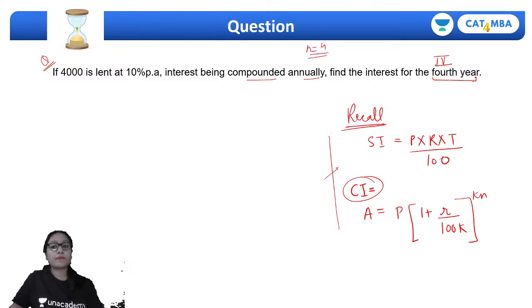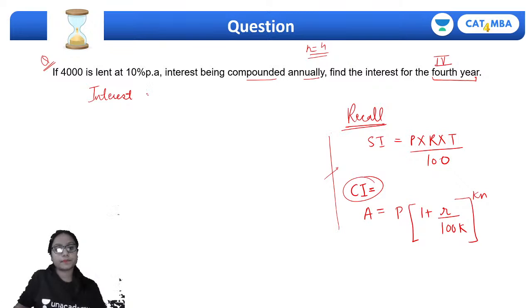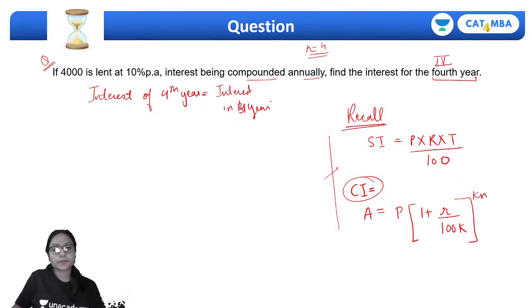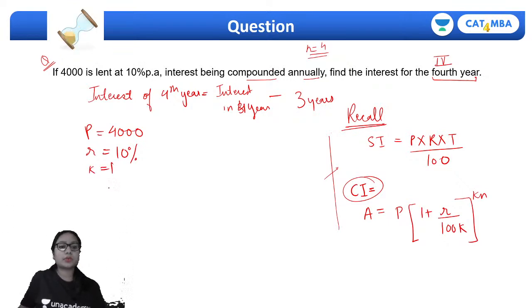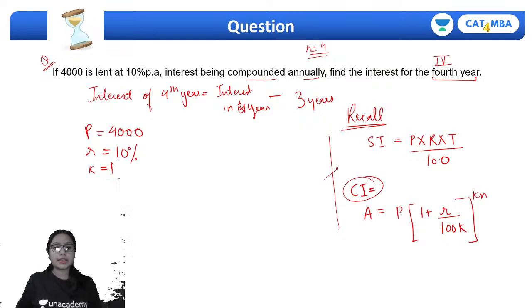I have to find the interest of the fourth year, which means the interest of the fourth year would be equal to the interest in 4 years minus the interest in 3 years. This is what we need to do. Let's try to solve this question. In this question we have principal is equal to 4,000, rate is given to be 10% and compounding is done annually, hence the value of k is equal to 1.